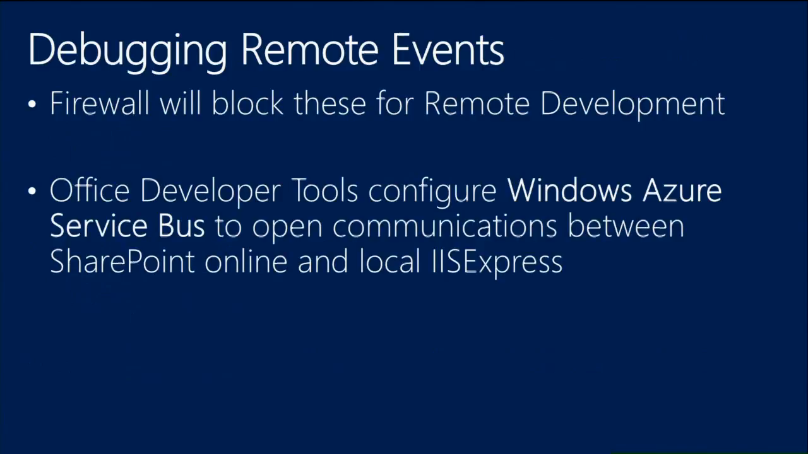The challenge for us when providing a debugging experience, though, is that you now have a service up in the cloud that is trying to call back to your developer box. And so in a lot of cases, you'll have a firewall that actually blocks that call back. So our solution in this case is we actually allow for Office 365 and our developer tools to use Windows Azure Service Bus to open that communication between Office 365 and the IIS Express on the local box.